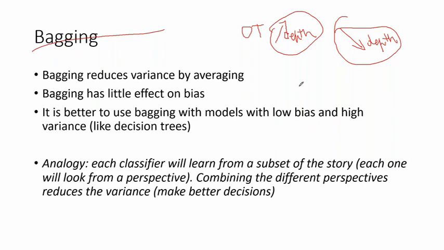Because with low depth the error is minimized. So if we use a low depth, each tree will have a low accuracy on training, but it generalizes better. Yes or no? A low depth accuracy will be low on training, but the generalization will be better. Do you agree with me, Najwa? Yeah.